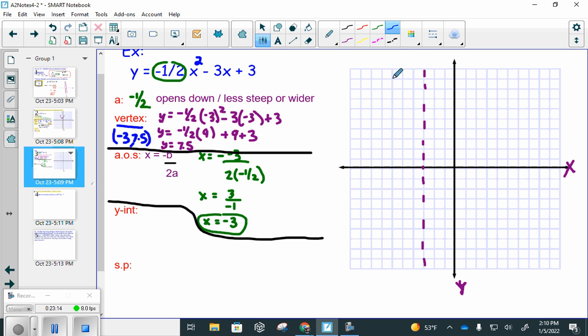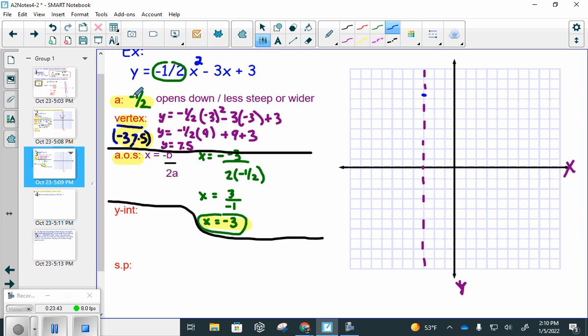Immediately when you find it, go back over to your graph and locate that. So -3 up 7.5. And so that right there is going to be your vertex. Okay, so let me grab my highlighter here. Right now I know my A, I know my vertex, I know my axis of symmetry. Okay, so got my vertex, axis of symmetry.